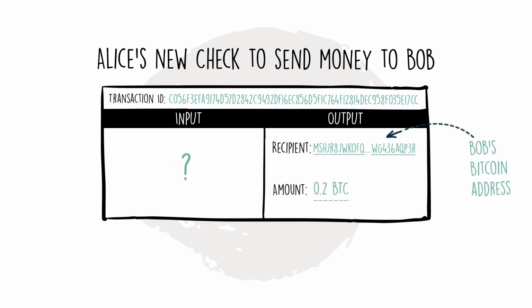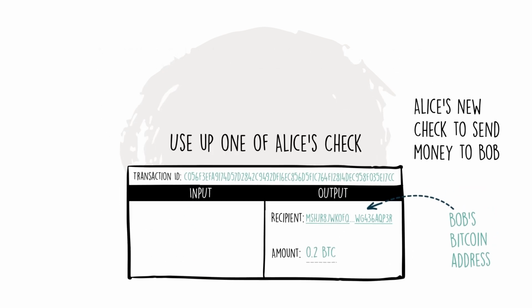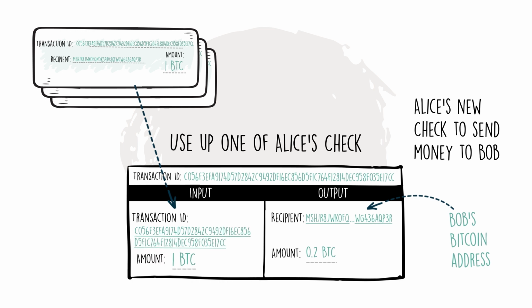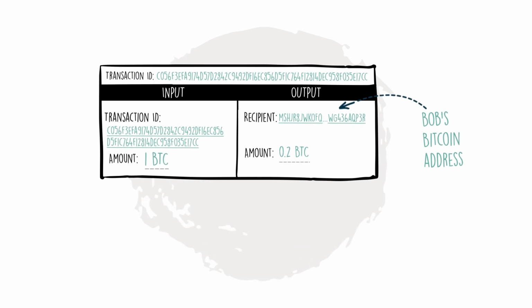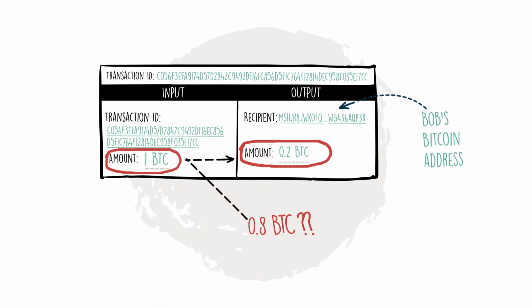But what do we put for input? Where's the money coming from? There's no account balance to subtract from, but Alice does have a stack of checks that other people gave to her, so she can just use up one of her checks by writing down the transaction ID of the check that she wants to use. But there's a problem here. The check that Alice wants to use gives her 1 Bitcoin, but she only wants to send Bob 0.2 Bitcoins. Where does the rest of the 0.8 coins go?